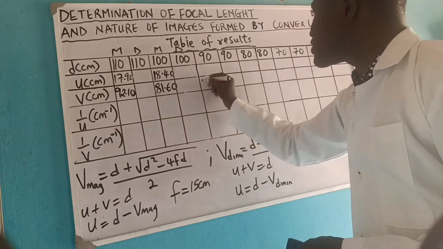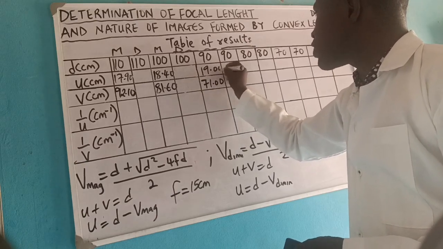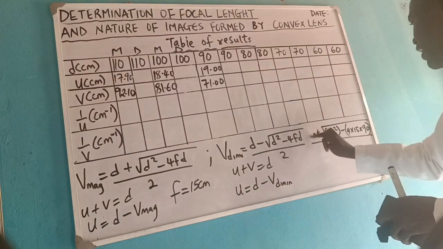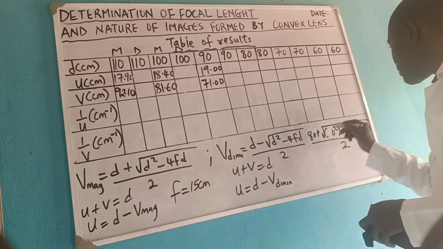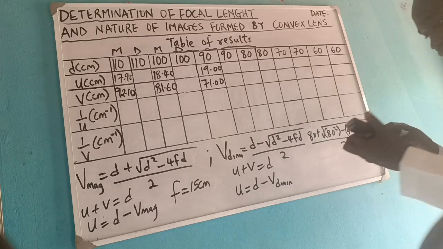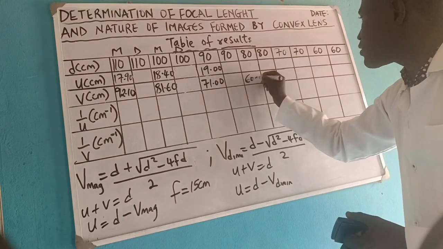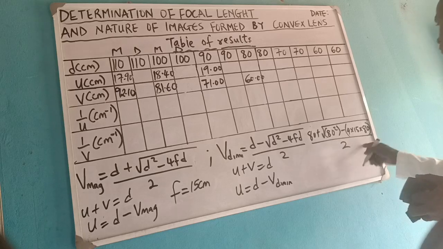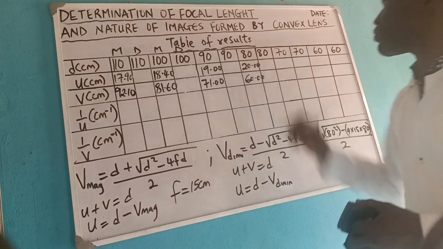So we said this is 71.00 and this is 19.00. We'll go for the one of 80. We change here to 80, we change here to 80, and we change here to 80. We press your calculator and you'll be having 60 for here. Then when you have 60 for here, 80 minus 60 will give you 20.00.